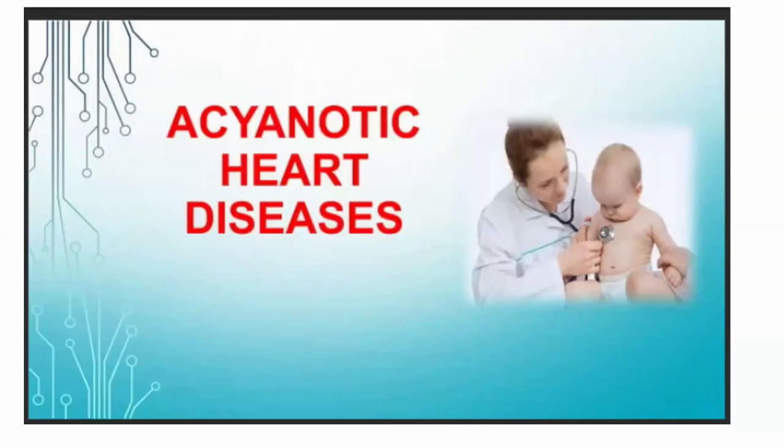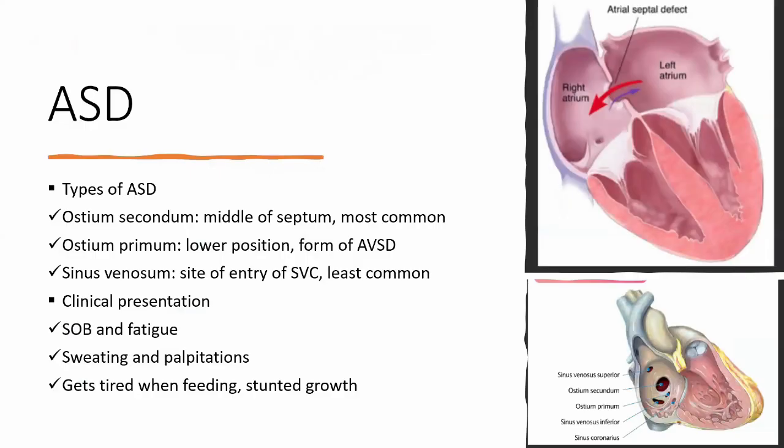And then starting off with our acyanotic heart disease, the first one being the ASD. There are different types of ASD. We have the ostium secundum, which is basically a defect in the middle of the septum, and that's the most common one that we see in our paediatric patients. We also have ostium primum, which is at the lower section of the septum, and it's also a form of an AVSD. And then we get the sinus venosus, which is at the site of entry of the superior vena cava. Basically, this is the least common one.